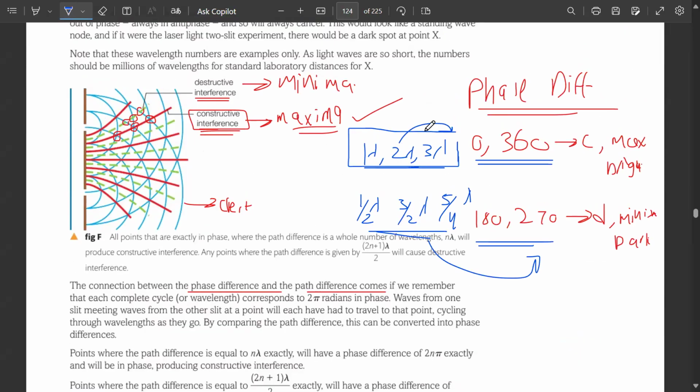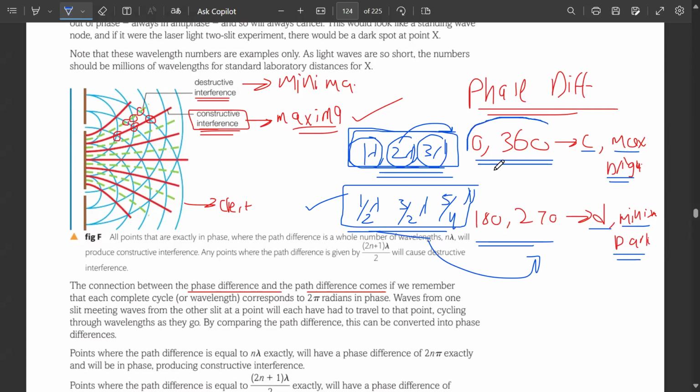The path difference is the difference in the wavelength of the two waves. So if the path difference of two waves is in whole numbers, such as 1 lambda, 2 lambda, 3 lambda, it's going to be constructive interference, maxima, a bright region. But if the difference in wavelengths between the two, which we call path difference, is not in whole numbers, but fractions or decimals like 1 by 2, 3 by 2, 5 by 4, that would give you what? Destructive interference, minima, and dark regions.